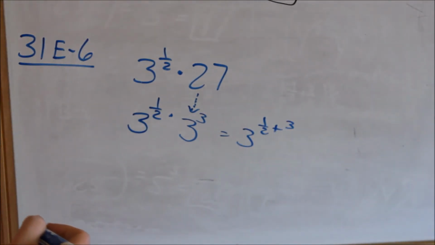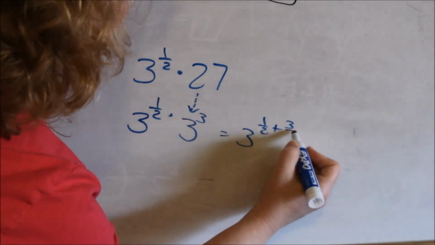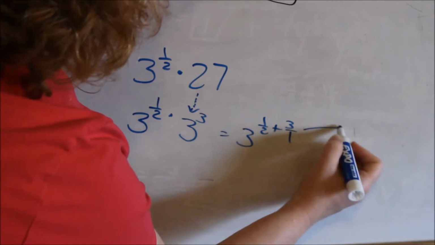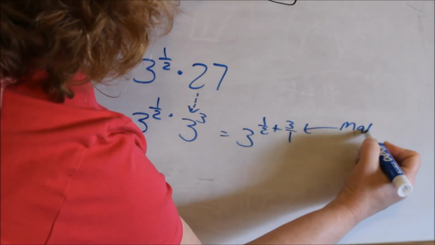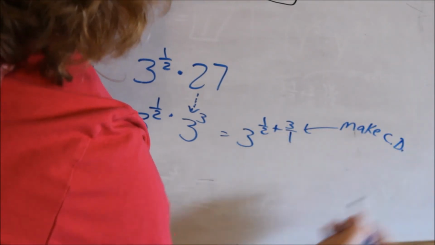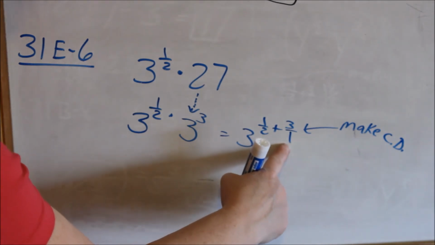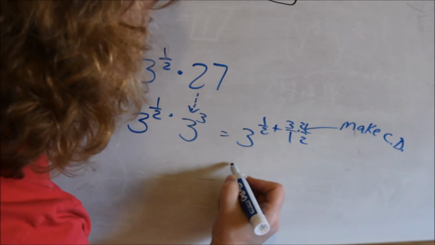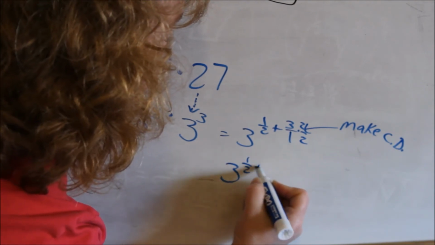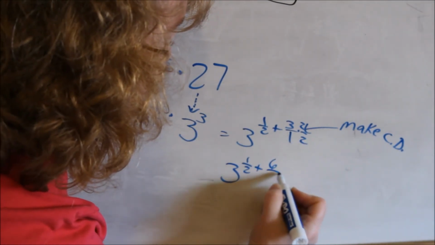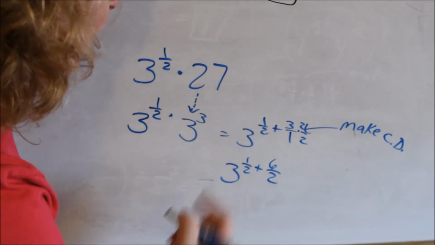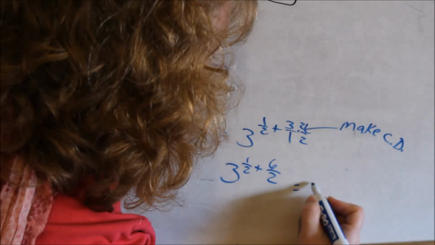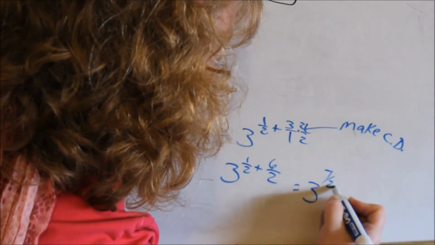Do I have the same denominator? No, because this is like 3/1. When I add fractions, what do I do? Make a common denominator. Make a common denominator. I want my denominator to be 2. So therefore I need to multiply this fraction by 2. So this becomes 3 to the 1/2 plus 6/2. 6/2 is the same thing as 3/1. Now I can combine my numerators, which becomes 3 to the 7/2.